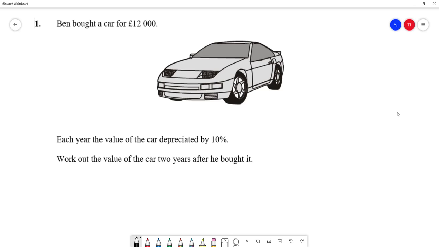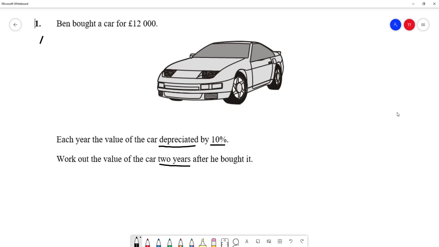This example is about a depreciation question. So depreciate means to lose value. So instead of adding it to 100%, we're going to minus it from 100%. So Ben bought a car for £12,000. Each year, the value of the car depreciated by 10%. Work out the value of the car 2 years after he bought it. So underline the key information there.